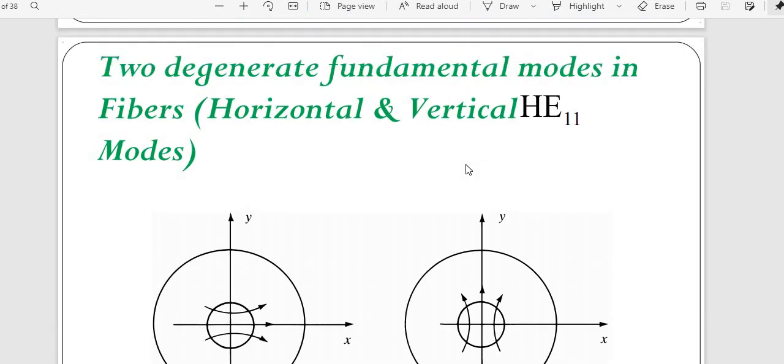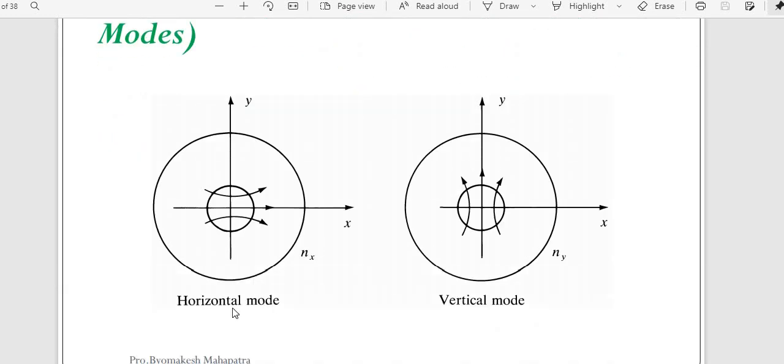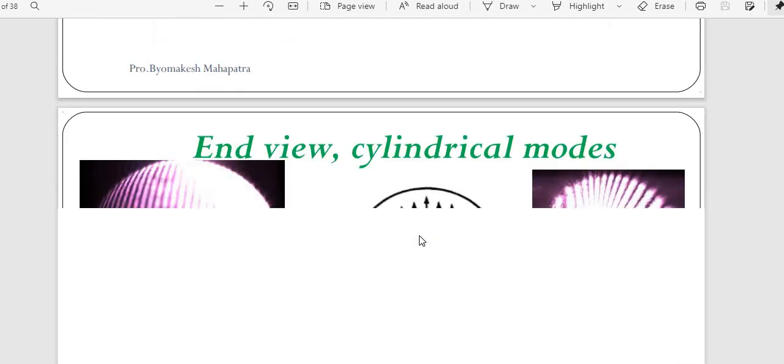Next, we have seen two degenerate fundamental modes in a fiber, horizontal and vertical. HE11. How do we get 1, 1? So this is horizontal. You can see the arrow mark, right? This arrow mark is the horizontal component. What about this? This is the vertical component. So both horizontal and vertical we found.